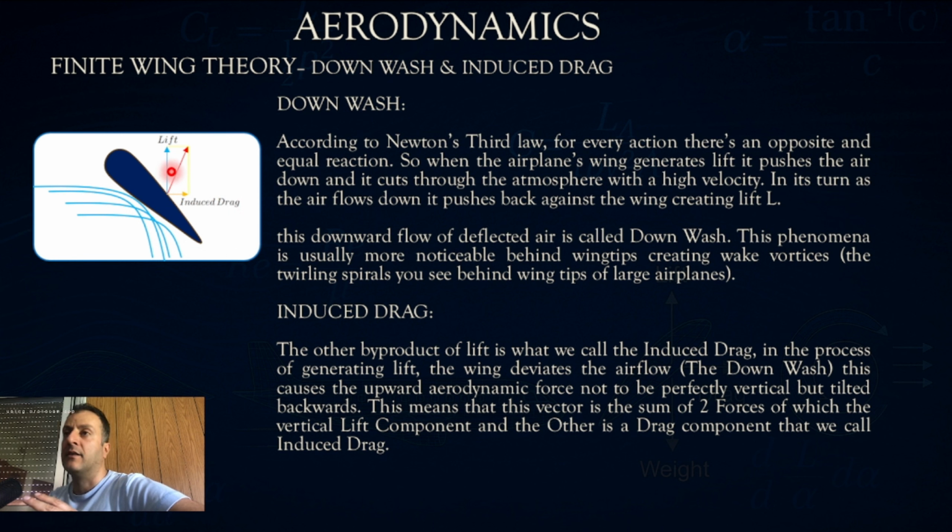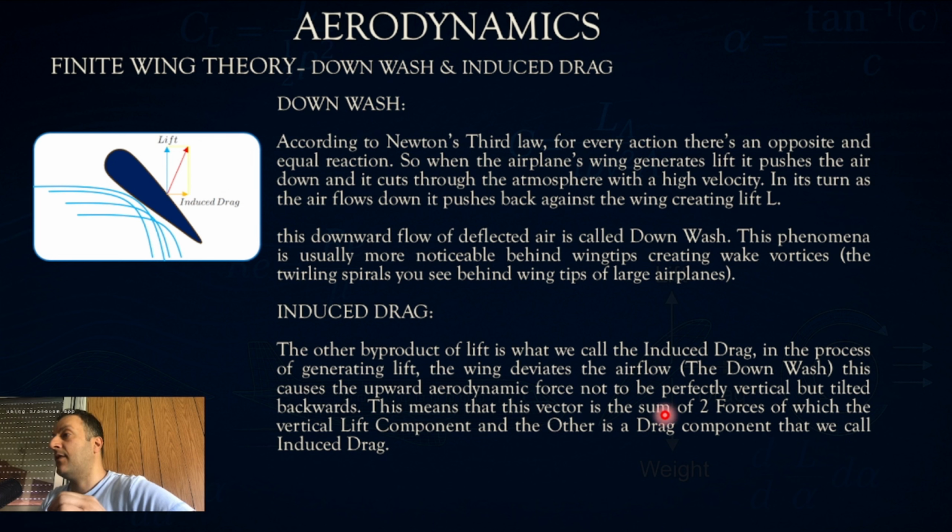The resultant vector from the lift and the drag is not vertical, it's slanted backwards. Why? Because a byproduct of the lift is the induced drag. Because this air that has been downwashed is pushing backwards on the wing. This is the induced drag. So that's why the resulting vector is tilted backwards.